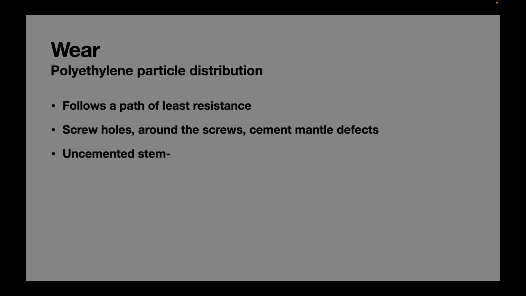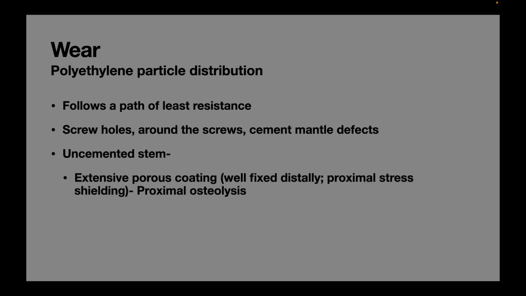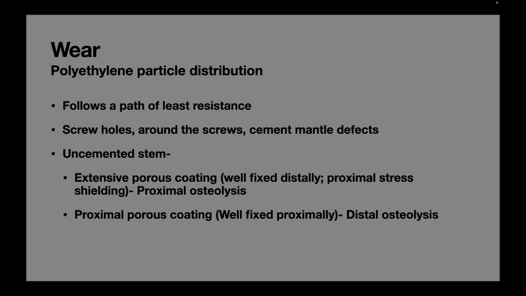In an uncemented stem, it's important to note the distribution. An extensively porous coated stem is well fixed distally, allowing proximal stress shielding. This, along with proximal accumulation of polyethylene particles, leads to a more extensive proximal osteolysis. A proximal porous coated stem is well fixed proximally, and hence distal osteolysis is more common.